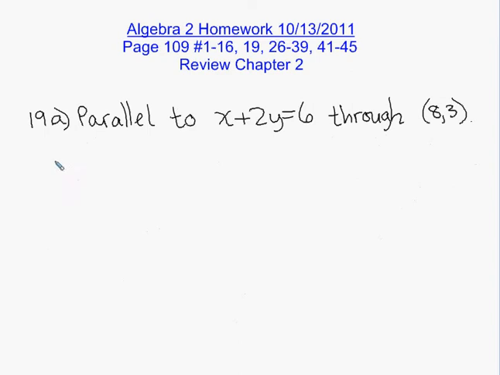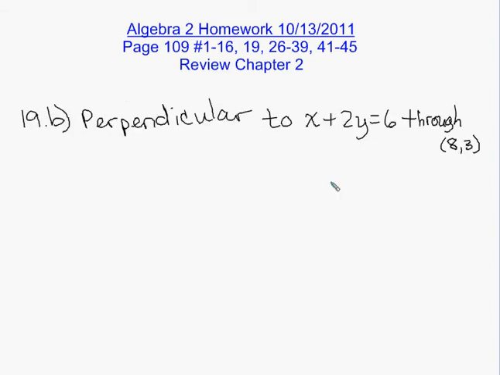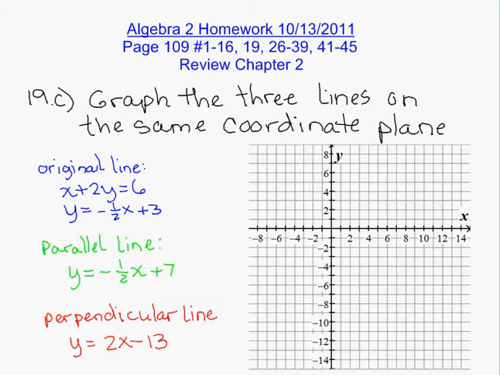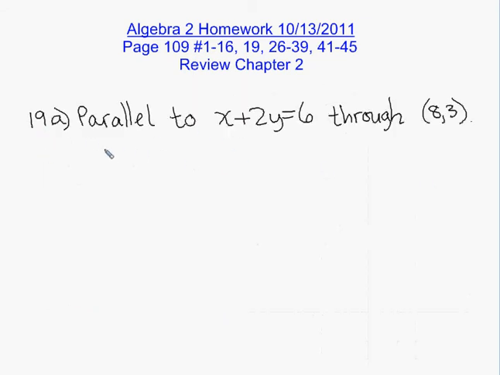For number 19, because as you can see it skipped up to number 19, we need to do 3 things. The first thing is they give us a line and they give us a point, and they want us to write the equation of a line parallel through this point. The next problem will be perpendicular, and then the last problem will be to graph all 3. So let's start out with the parallel line.